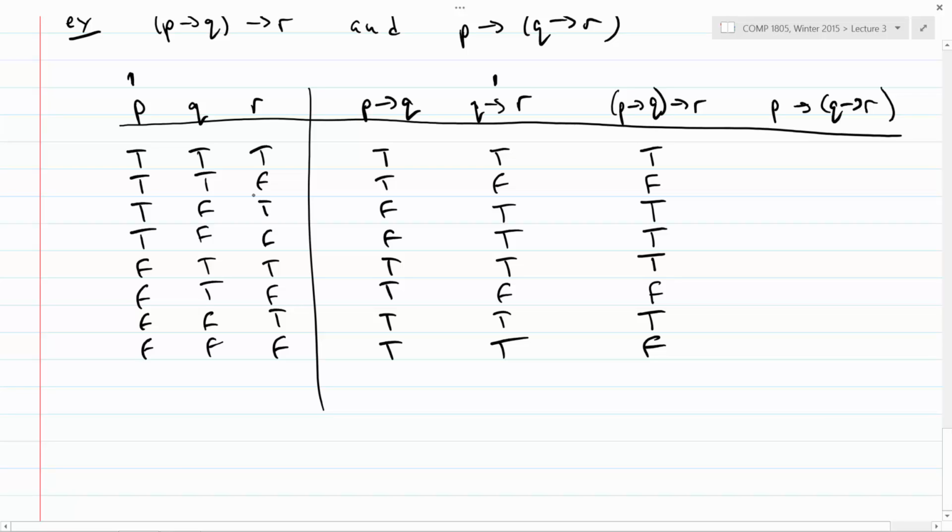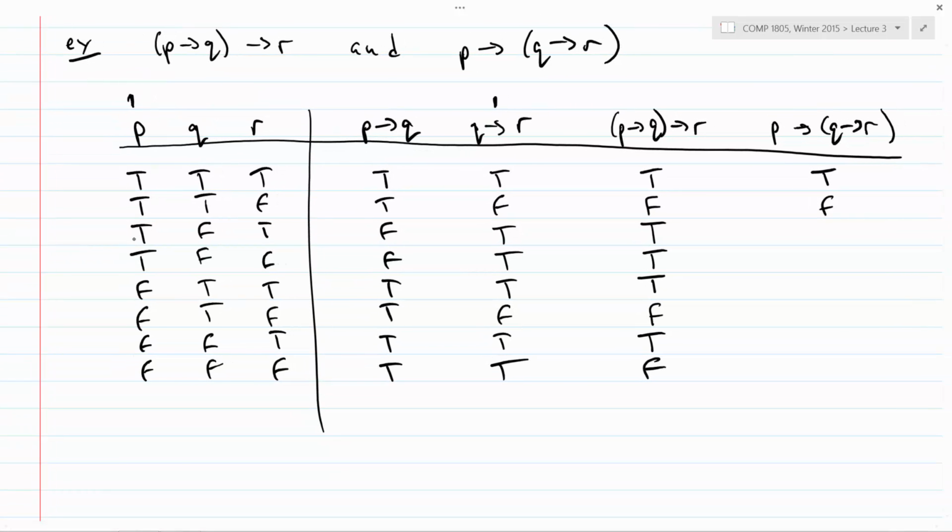All right, so the next one, I get true implies true, which is true. True implies false, which is false. True right here implies true, which is true. True implies true, which is true. And now at this point, the rest are going to be true, right? Because P is always false. So true, true, true, true.